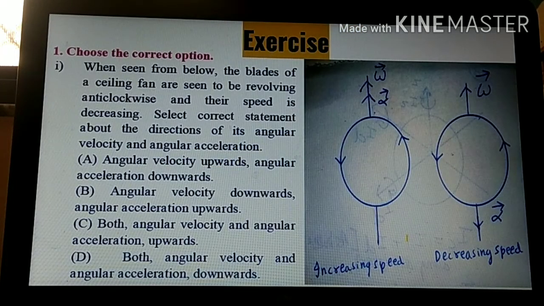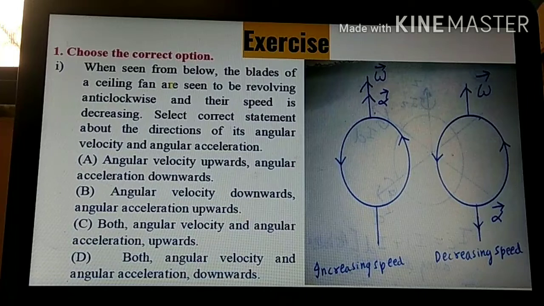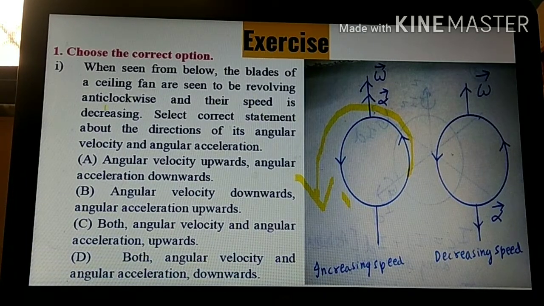Now we will be starting with the exercise. First exercise, there is MCQs. So we will be solving. Choose the correct option. When seen from above, the blades of the ceiling fan are seen to be revolving in anti-clockwise. Blades of the ceiling fan are revolving in anti-clockwise direction. Anti-clockwise direction means what? It is revolving in this direction. Select the correct statement about the direction.